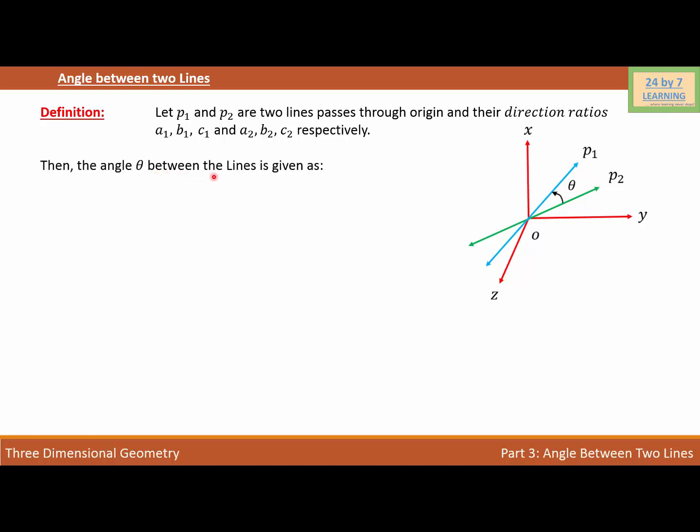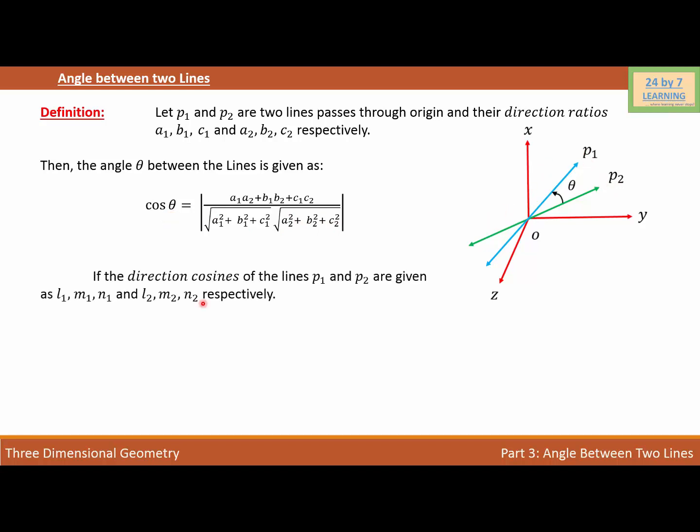Then the angle theta between the lines is given as cosine theta is equal to the absolute value, we also call it mod. So inside the absolute value or mod, we have A1 A2 plus B1 B2 plus C1 C2 over a square root of A1 square plus B1 square plus C1 square, and I also have a square root of A2 square plus B2 square plus C2 square. And this is the angle theta between line P1 and P2.